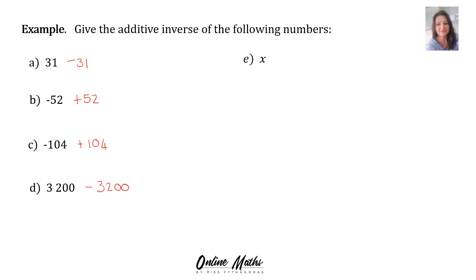The additive inverse of x is negative x. The additive inverse of negative 4x is positive 4x. G. The additive inverse of 8x is negative 8x. The additive inverse of negative 2x squared is positive 2x squared.